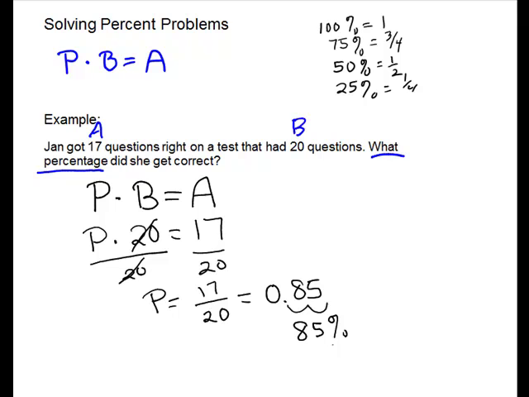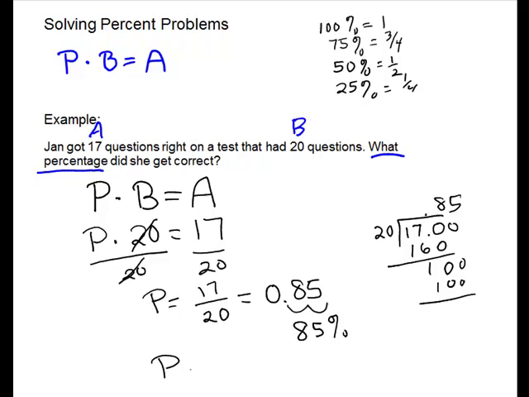So 85%. If you're doing it by hand, 20 into 17 won't go. Put your decimal, take it straight up, and you can add zeros. So that will go 8 times. 8 20s are 160. Subtract, bring down, add a 0, and there's your 5. You would still need to go to percent. So our percent is 85%.